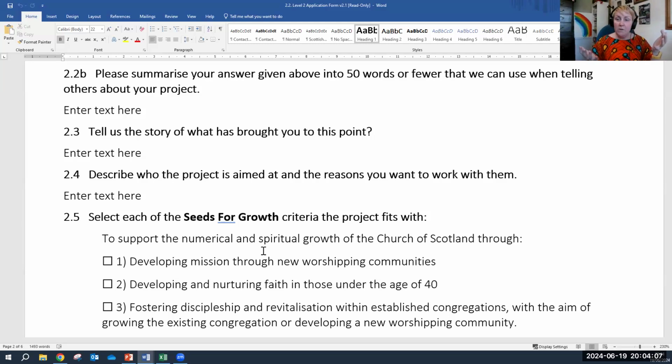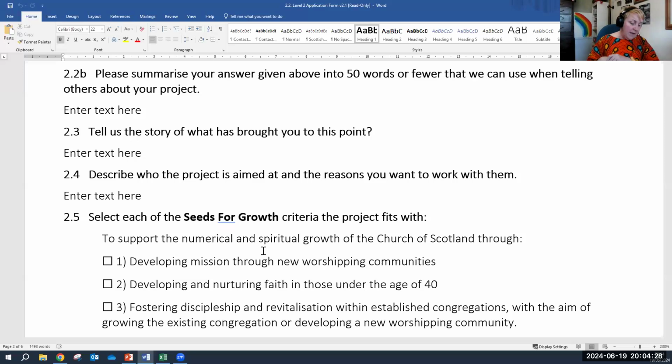Or it could be that you say, well, actually, the group of people is, let's say, young parents. And you might say, the reason I want to work with young parents is because I personally have a work experience history of working with young parents. I know a lot about this area, and so I have a lot to give. And I really feel that I can make a difference in helping these people encounter God.